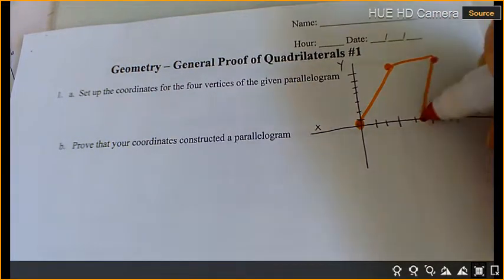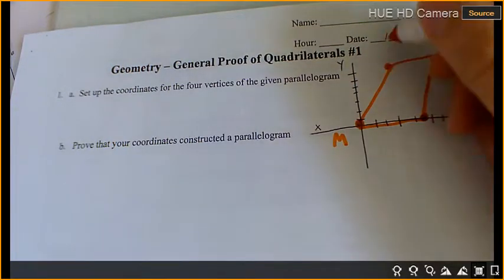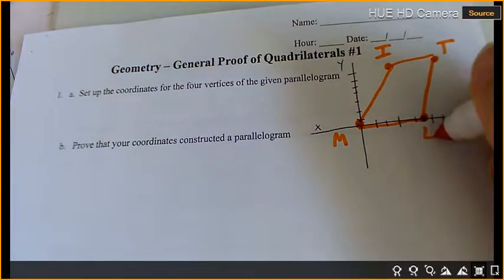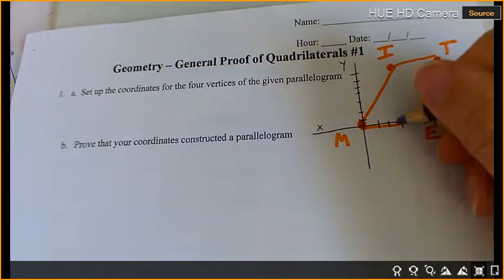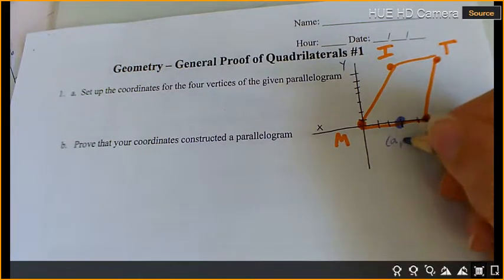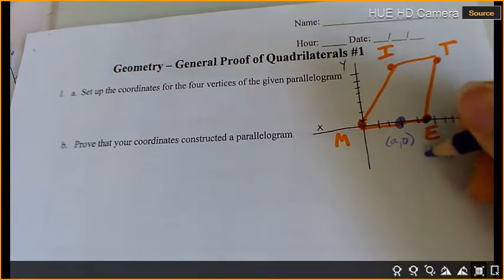And I'm going to label these sides. This is going to be M. This is going to be I, T, and E. And then I'm going to give you some weird points. I'm going to tell you right here, this purple dot that I'm drawing in is A, 0. E is at B, 0.